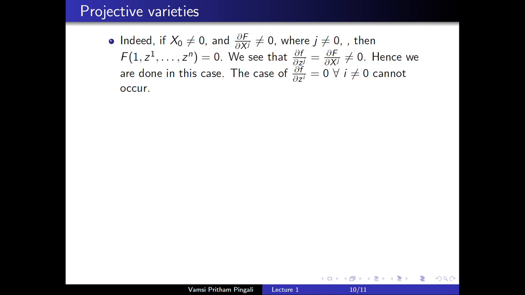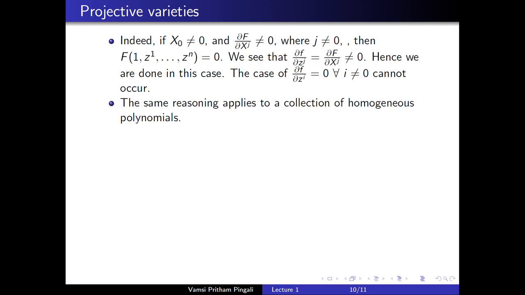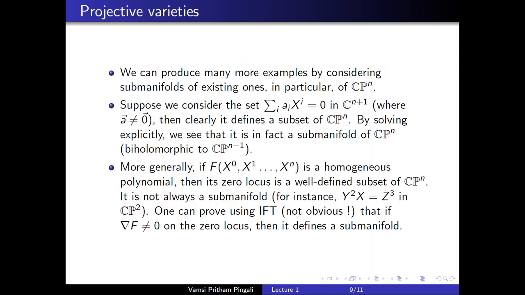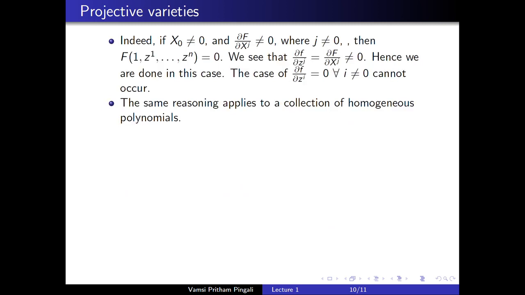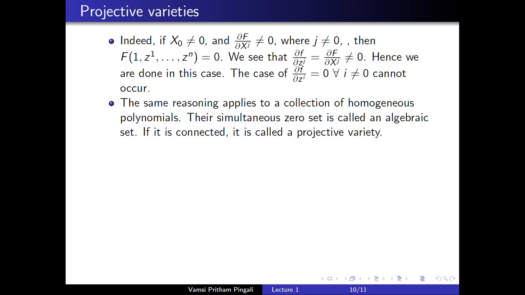And similarly on the other coordinate charts, the same argument applies. It's just a permutation of this argument, if I may say so. In the same vein, if you have a collection of homogeneous polynomials in C^(n+1), their simultaneous zero locus is a well-defined subset of CP^n. Please check this. This simultaneous zero set is called an algebraic set. If it is connected, it's called a projective variety.